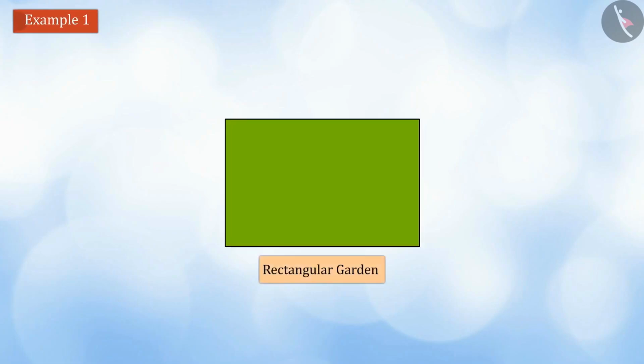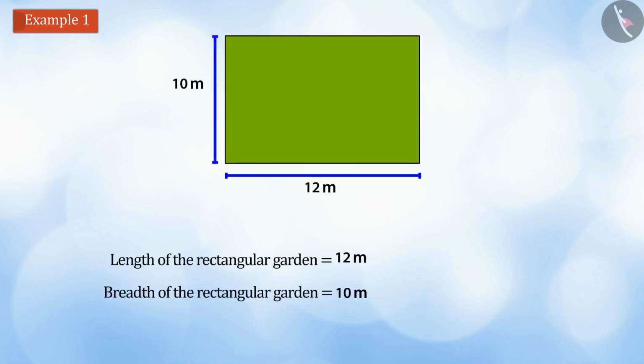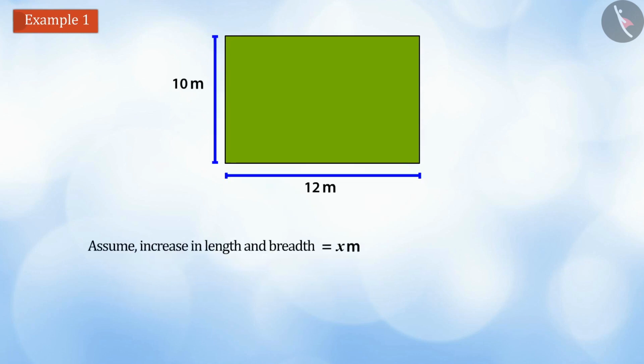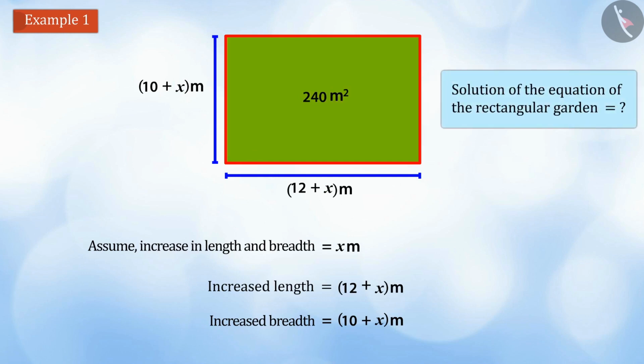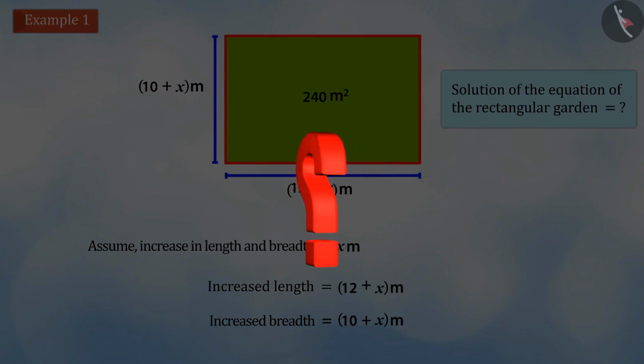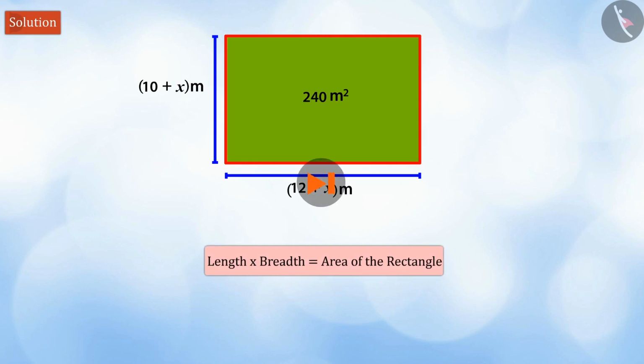A rectangular garden is 12 meters in length and 10 meters in width. If all of its dimensions are increased by an equal number, the total area of the garden becomes 240 square meters. Find the solution of the equation of the rectangular garden. Can you find the equation of the garden? Pause the video here and find out the equation of the garden.